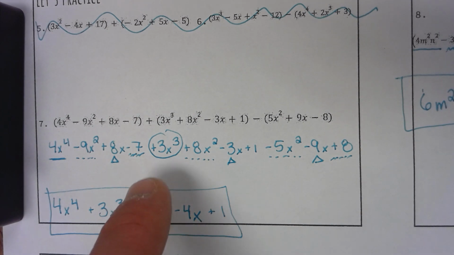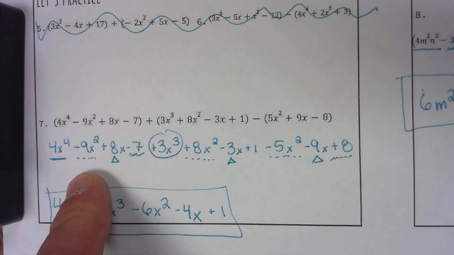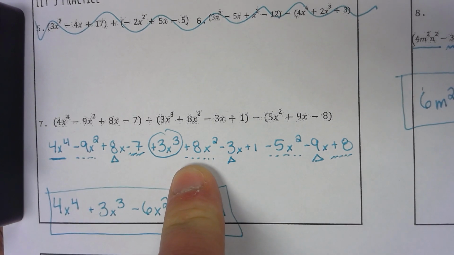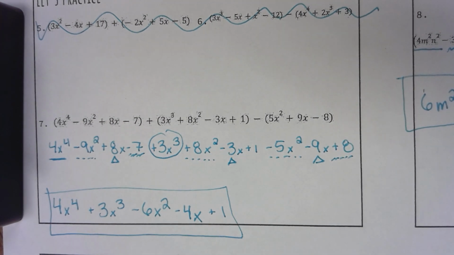My x cubes I circled. There was only one term that had x cubed. There's 3 of them, so 3x cubed. Then my x squareds, I put dotted lines underneath those. So I see -9 plus 8 is -1. Minus 5 gets me to -6x squared. Then I put triangles underneath all the x's. 8x minus 3x is 5x. 5x minus 9x gets me to -4x.